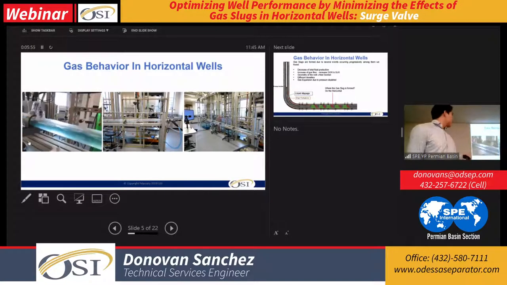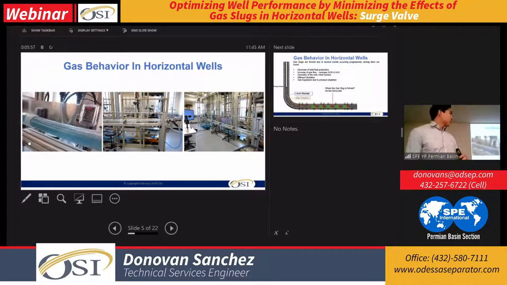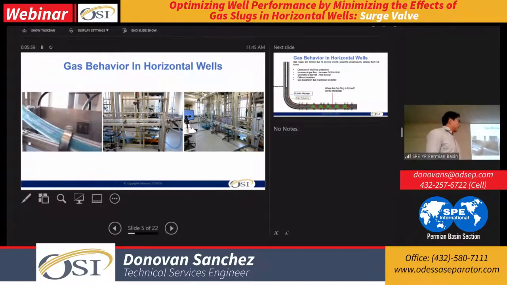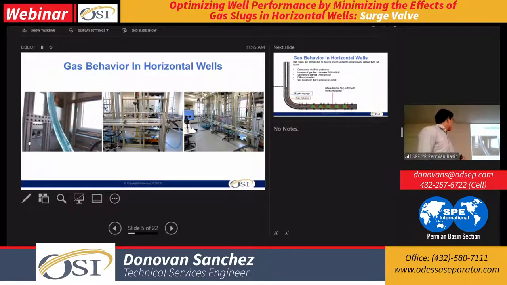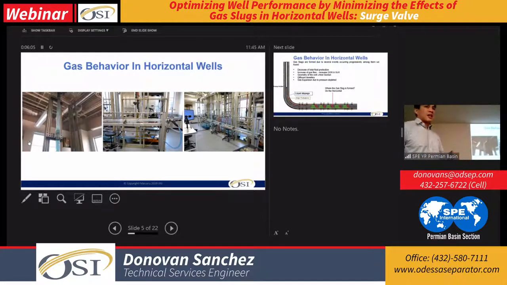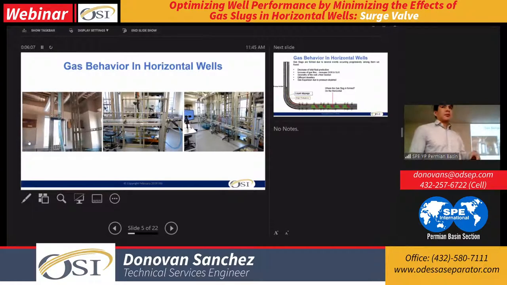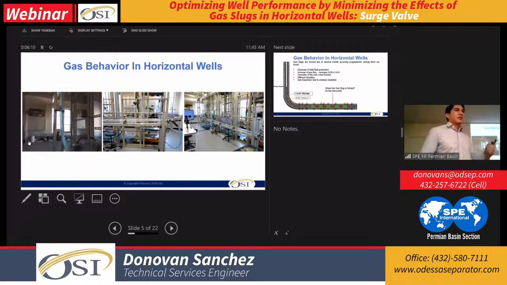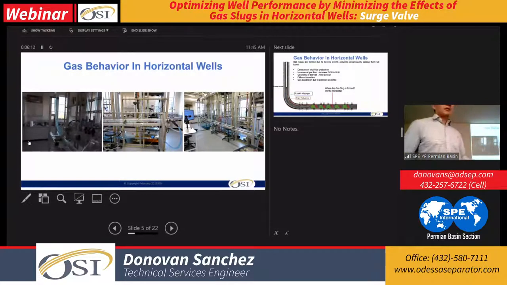So this one, you can see is more of a wavy stratified flow with the gas on top and the fluid on bottom. And once you get to that kickoff point, that's when you start seeing that turbulence and that fluid slippage, with the fluid going into the vertical, slipping back down, and a lot of collapsing, a lot of collisions of fluid and gas in that area.